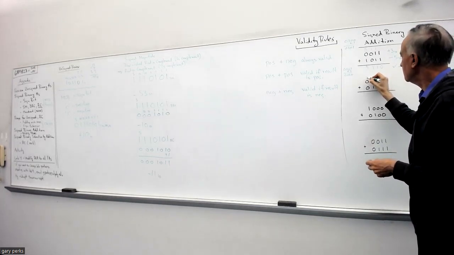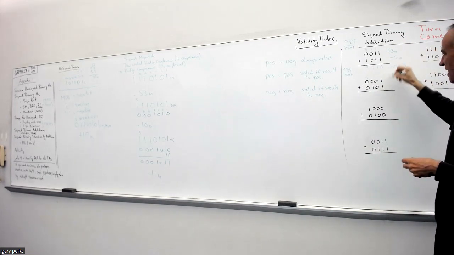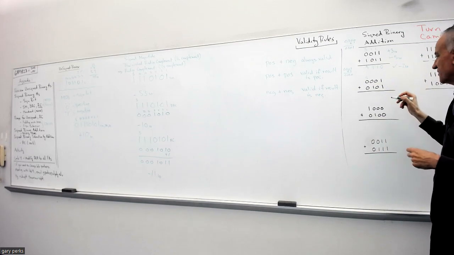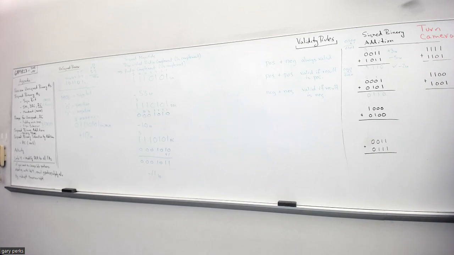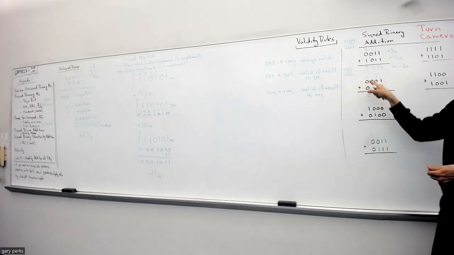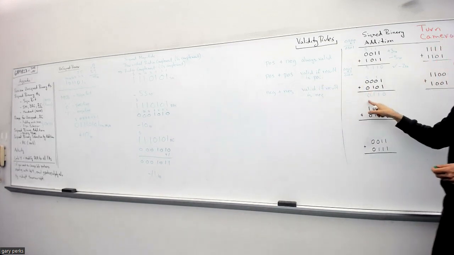Again, this is the sign bit. I add the columns just like they were unsigned. So 1 plus 1, 0, carry the 1. 1 plus 0 plus 0, 1. 0 plus 1, 1. 0 plus 0, 0. So is this valid or invalid based on our rules? You're right, it's valid. Why is it valid? Because they were both positive. We're adding two positives and we're getting a positive result.